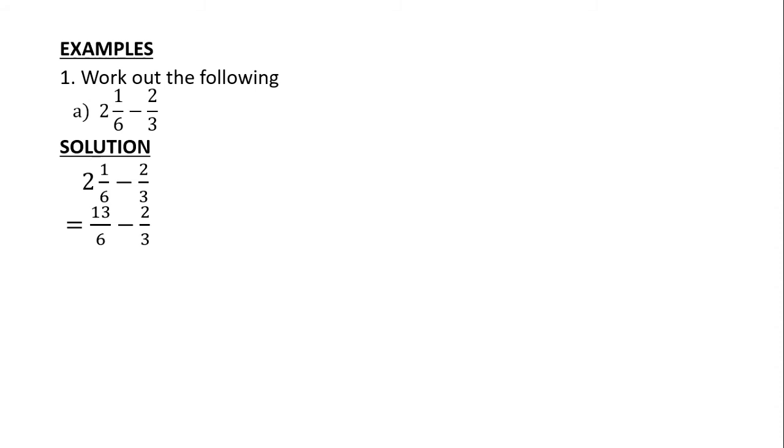From there, find the common denominator, which is 6. Divide 6 into 6, you get a 1. 1 times 13 numerator will give you a 13. 3 into 6 will give us a 2. 2 times our numerator 2 will give us a 4. When you subtract 13 minus 4, you get 9/6.